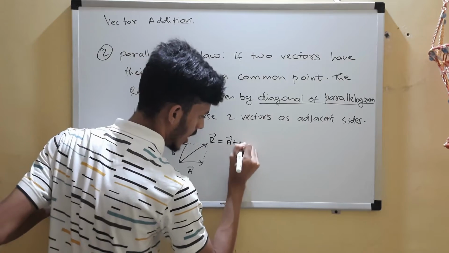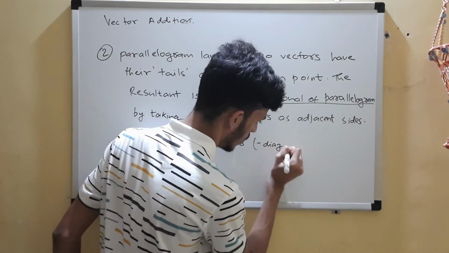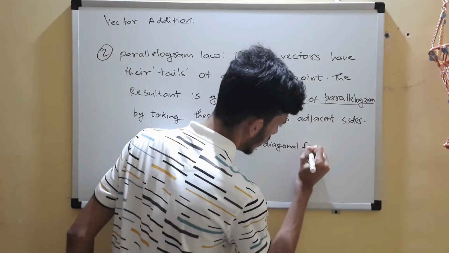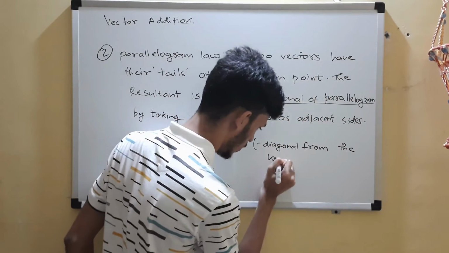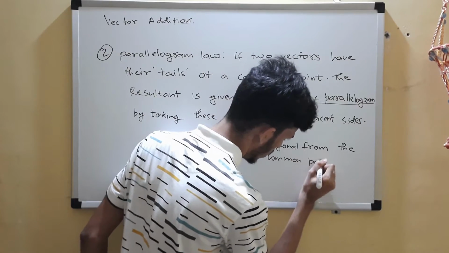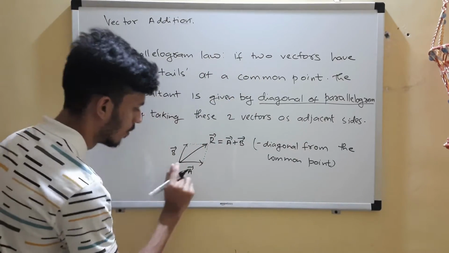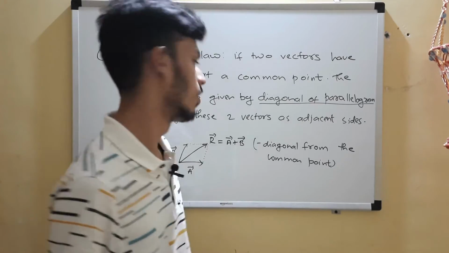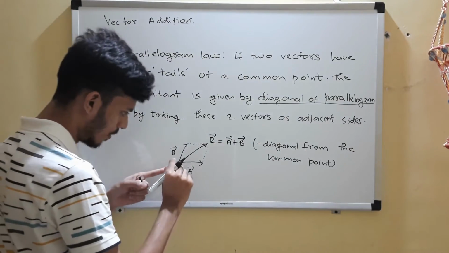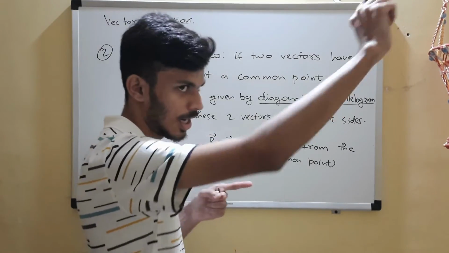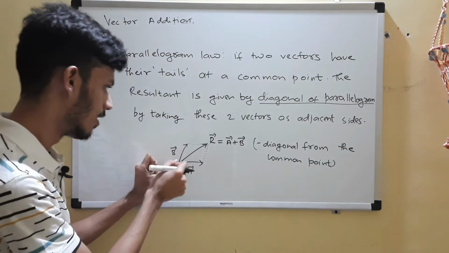And how do you tell its direction? Remember that the diagonal should be from the common point. If you want A plus B, the diagonal is from the common point. Basically, you complete the parallelogram and then draw the diagonal. So the direction is from the common point along the diagonal. That is the main thing. So its tail is also at the common point.